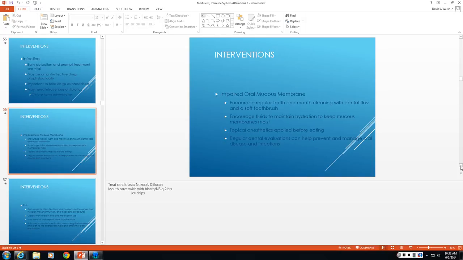Usually people with thrush are going to be treated with Diflucan, Nizoral. They also might have a swish and swallow type thing, an anesthetic for their mouth. Mouth care, you want them to swish with some kind of bicarbonate. Okay, you don't want anything that's acidic, because that's just going to inflame it even worse. And you're going to have them use mouth ice chips to help soothe those inflamed membranes.